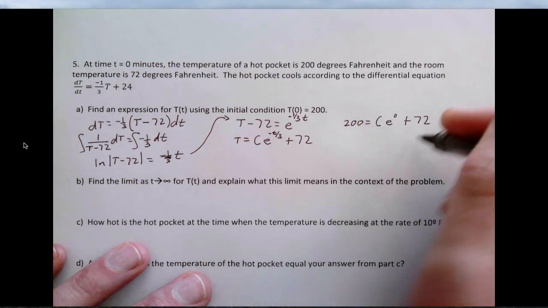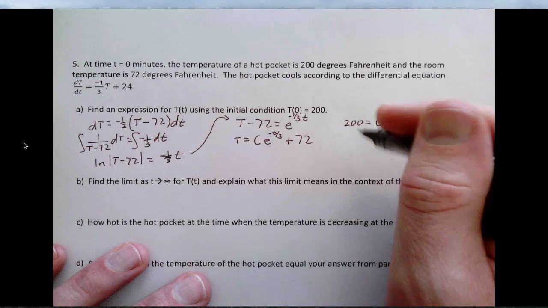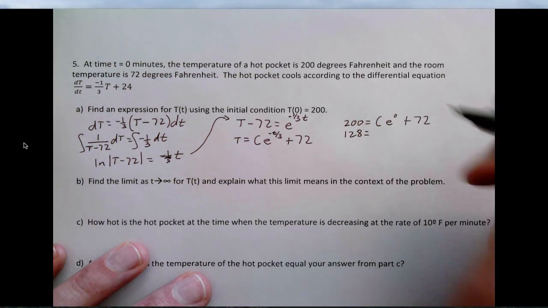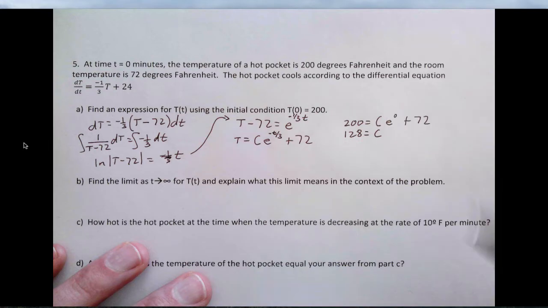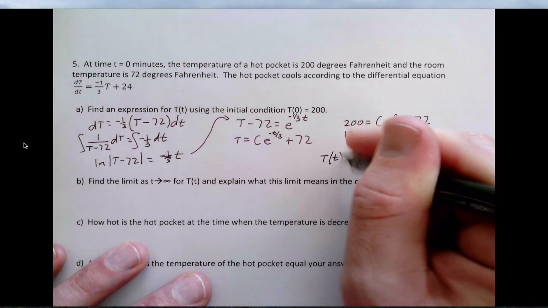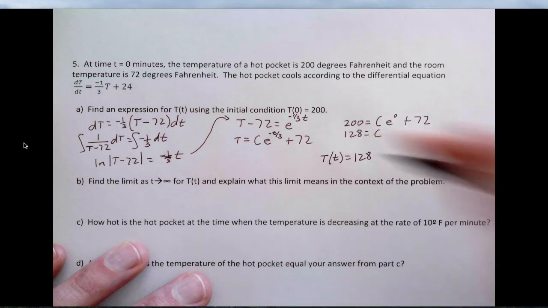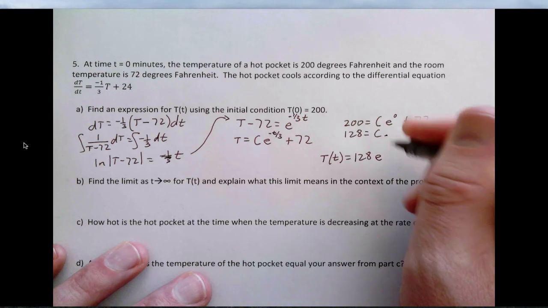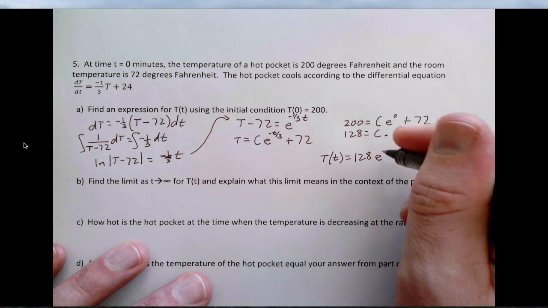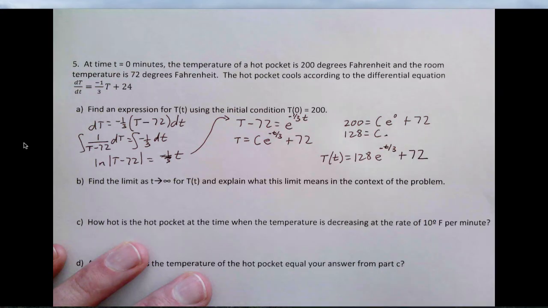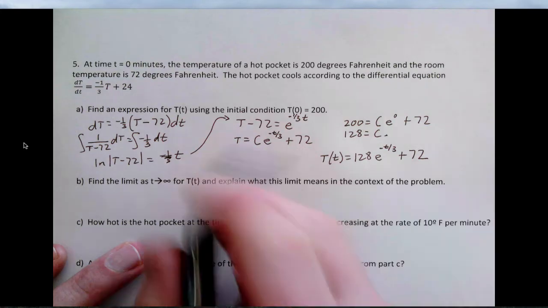And I'm going to subtract 72 over to the other side. That's going to give me 128. And C of 0 is just 1, so that equals C. Now let's actually state the answer: 128 e to the negative t over 3 plus 72. All right, and there that is. So that's the answer to part A.